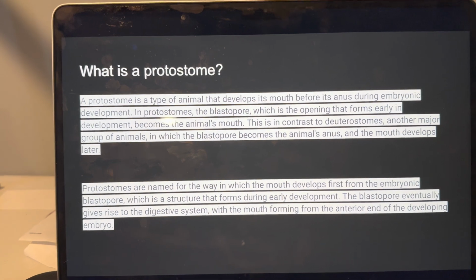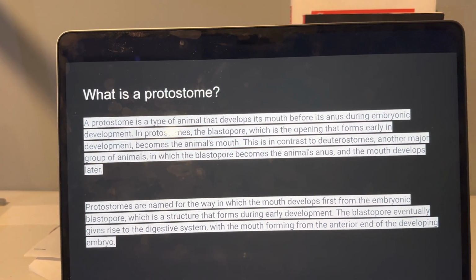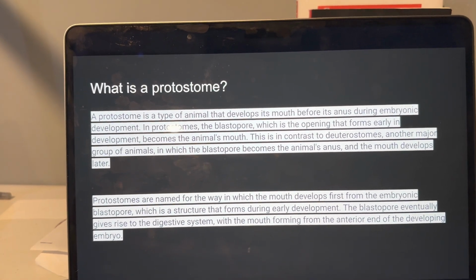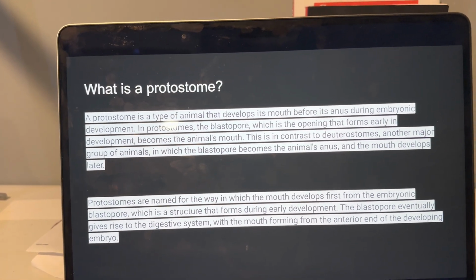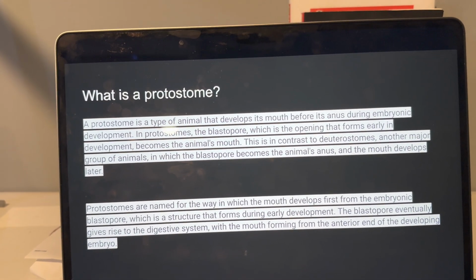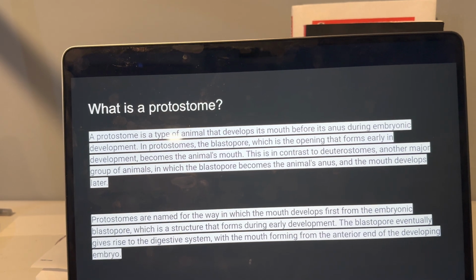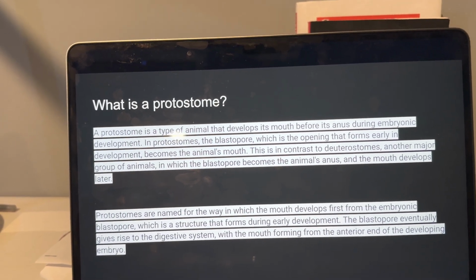What is a protostome? A protostome is a type of animal that develops its mouth before the anus during embryonic development. In protostomes, the blastopore, which is an opening that forms early in the development, becomes the animal's mouth. This is in contrast to the deuterostomes, another major group of animals, in which the blastopore becomes the animal's anus, and the mouth develops later.